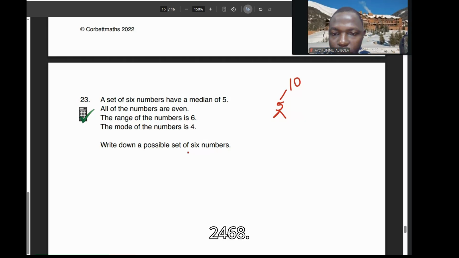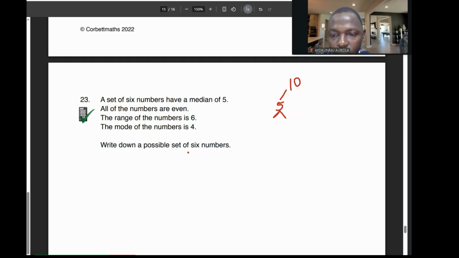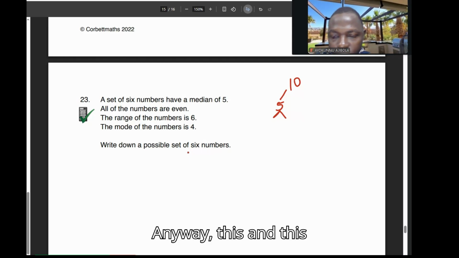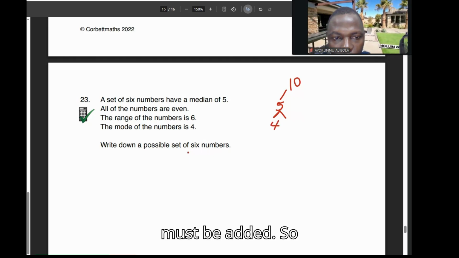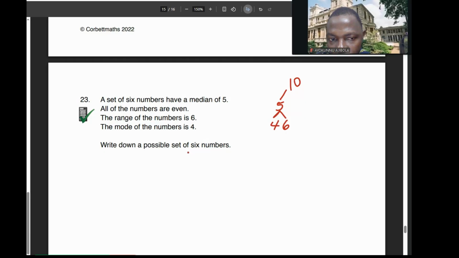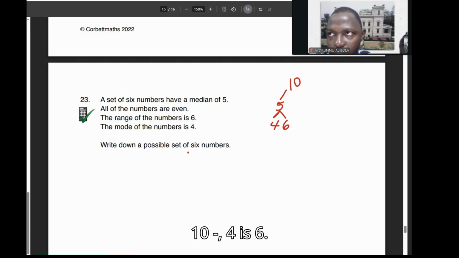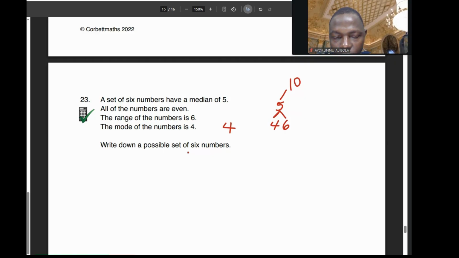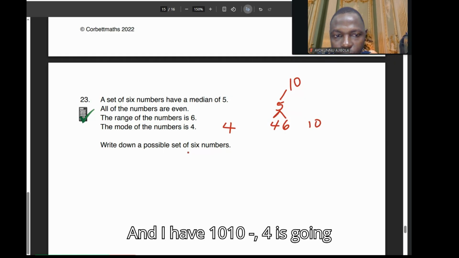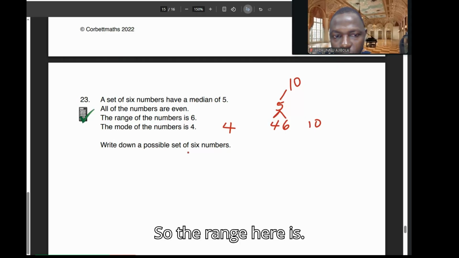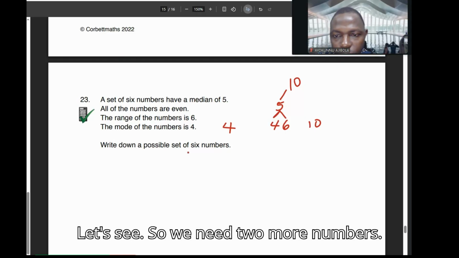2, 4, 6, 8. Write down a possible set of 6 numbers. Anyway, the two middle numbers must firstly add up to 10. So let's say 4 and 6. The range is 6. Biggest minus the smallest. 10 minus 4 is 6. So I have 4 and I have 10. 10 minus 4 is going to give me 6. So the range here is 6. So we need 2 more numbers.